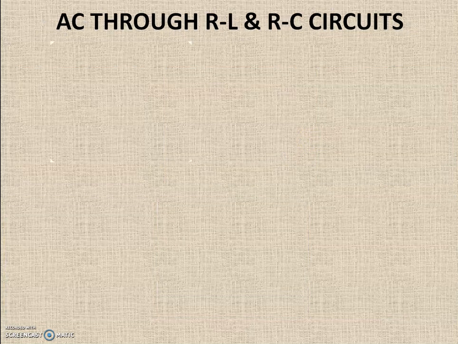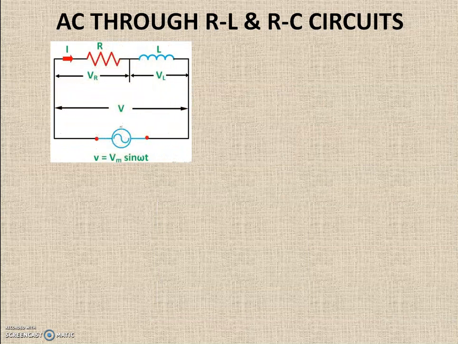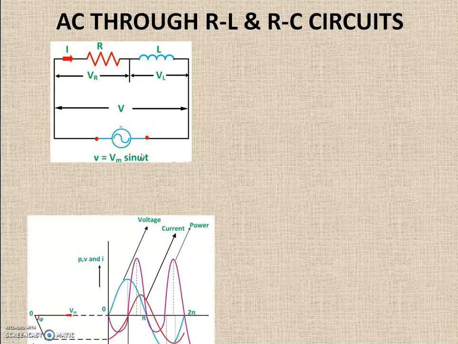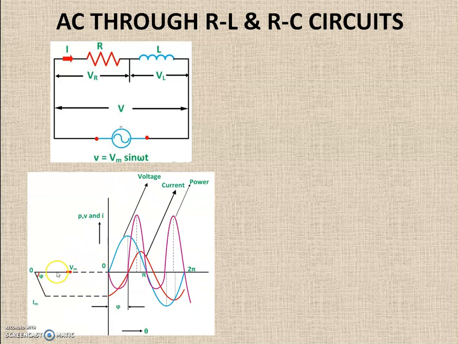Now we discuss RL and RC circuits. First we consider an RL circuit connected to a source Vm sin omega t, and in this case the phasor diagram will be like this. The current will be lagging the voltage but not by 90 degrees. Let it be an angle phi. It is represented by an angle phi which is less than 90, and the waveforms of voltage and current will look like this. So there is a phase difference of phi, not 90.